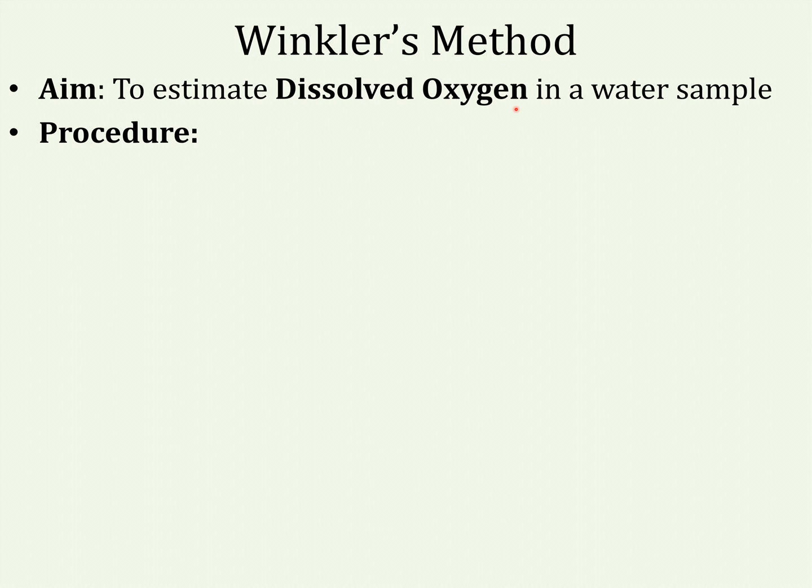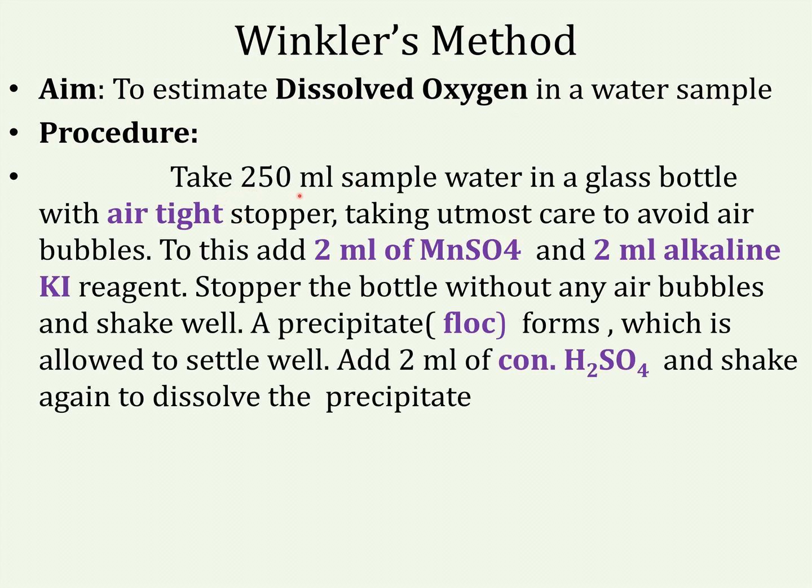Before we take the water sample, it has to be treated with certain chemicals so that it can be titrated against sodium thiosulfate. Let us have a look. We are taking 250 ml of sample water whose dissolved oxygen is to be found in what? In a glass bottle with airtight stopper. This is very important because we have to see that no air bubble enters the water. Okay. Now, once it is taken, we add two reagents. What are they? 2 ml manganese sulfate and 2 ml alkaline potassium iodide to this one.